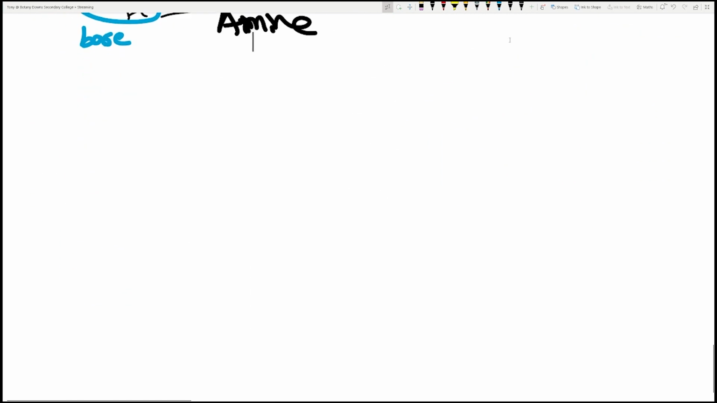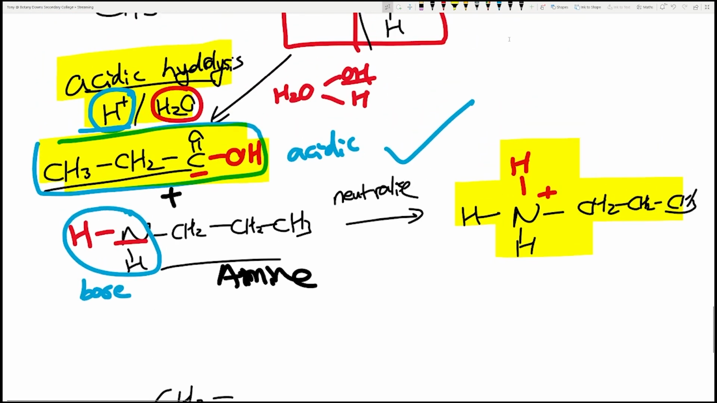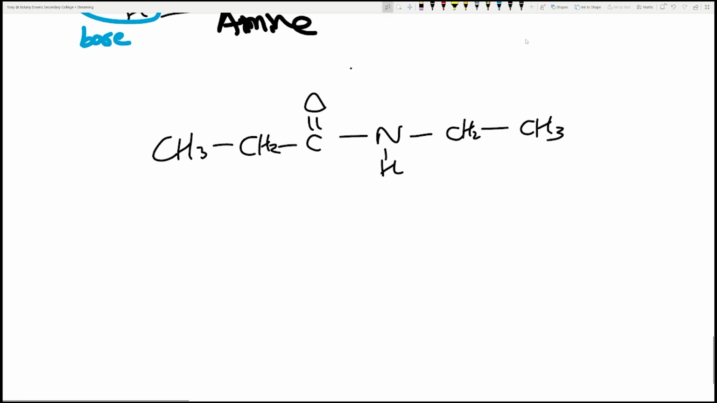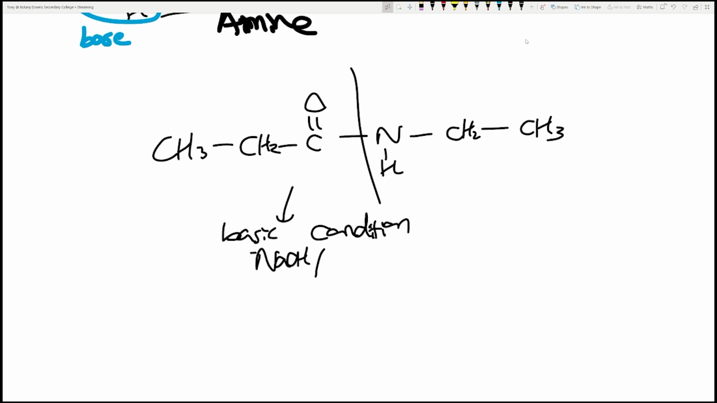So if I do the same reaction, but now I've changed it, just again, get into the habit. You see that you've just cut a line. What if I do this in basic condition? For example, sodium hydroxide and water, and heat it up. What's going to happen here?